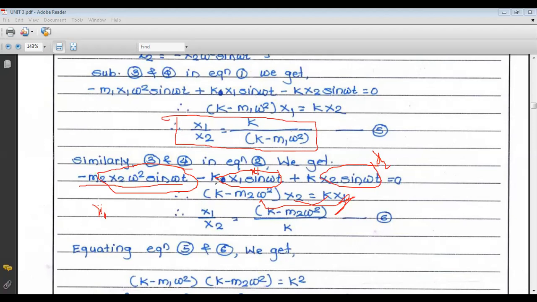and this is your equation number 6. Now left hand sides are equal, therefore right hand sides are also equal. So k upon k minus m1 omega square is equal to k minus m2 omega square upon k. So again cross multiplication, we get this bracket into this bracket. So k minus m1 omega square into k minus m2 omega square is equal to k into k. So that is k square after cross multiplication.